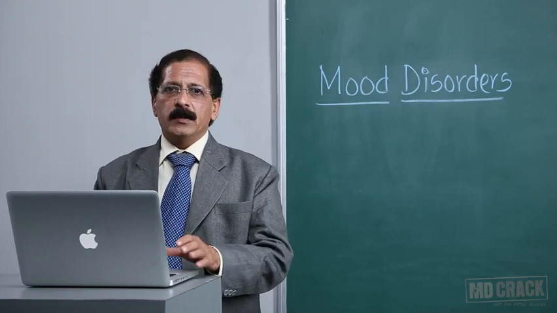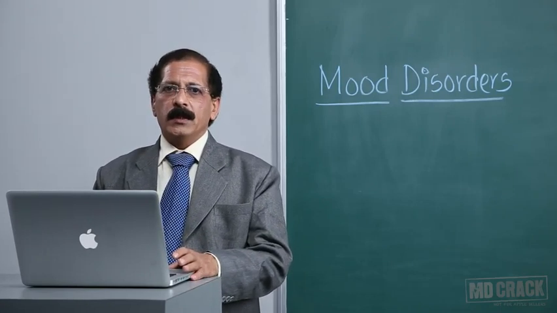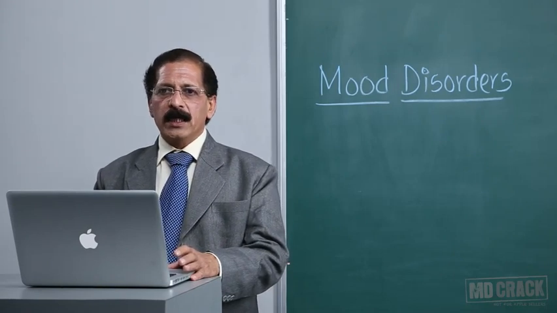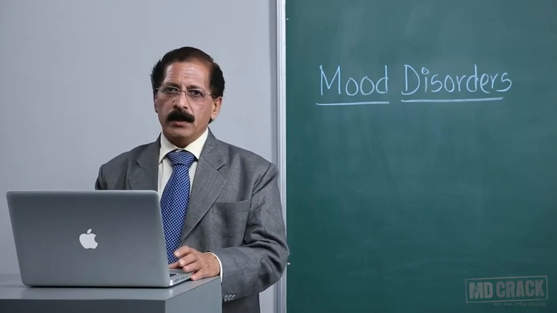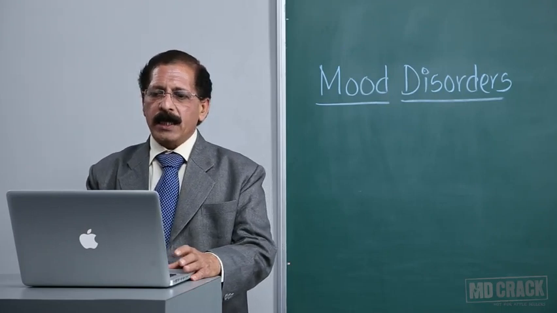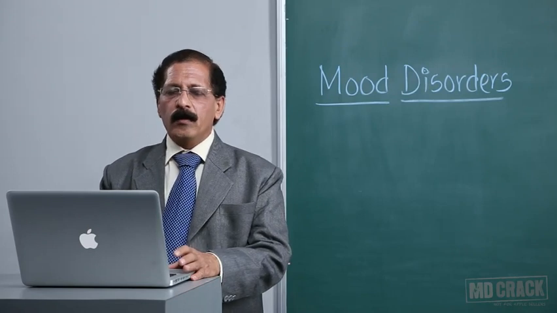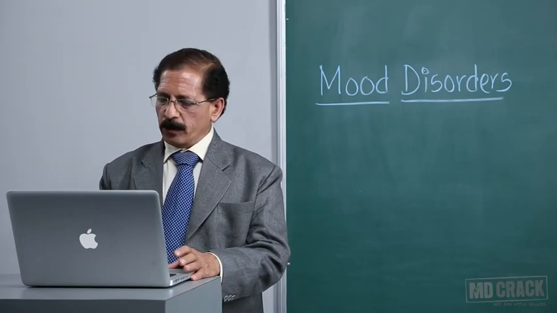So we went into various mood disorders, and just to summarize the mood disorders, the first one was major depressive, the second one is bipolar, the third one is dysthymia and cyclothymia, and the fourth one is mood disorder due to general medical condition or due to substance abuse.